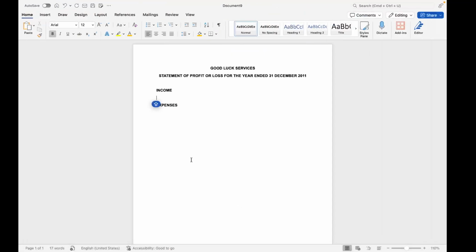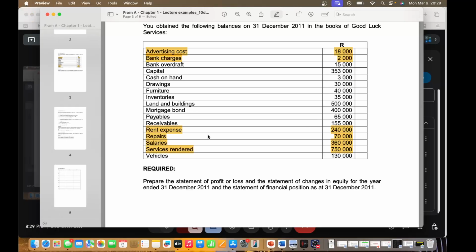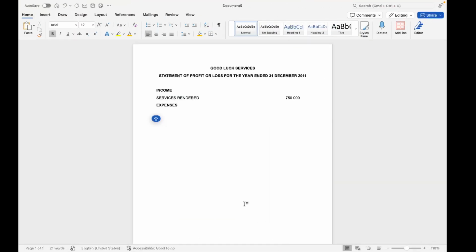We're going to come here and under our income, we have services rendered, and then we can just put an amount there. It was given as 750,000, right? Then our expenses. This can be not bold because it's not its own thing. Under our expenses, we can list the items we just highlighted: advertising, bank, rent, repairs, salaries. We can just have them underneath each other. It doesn't matter which order.